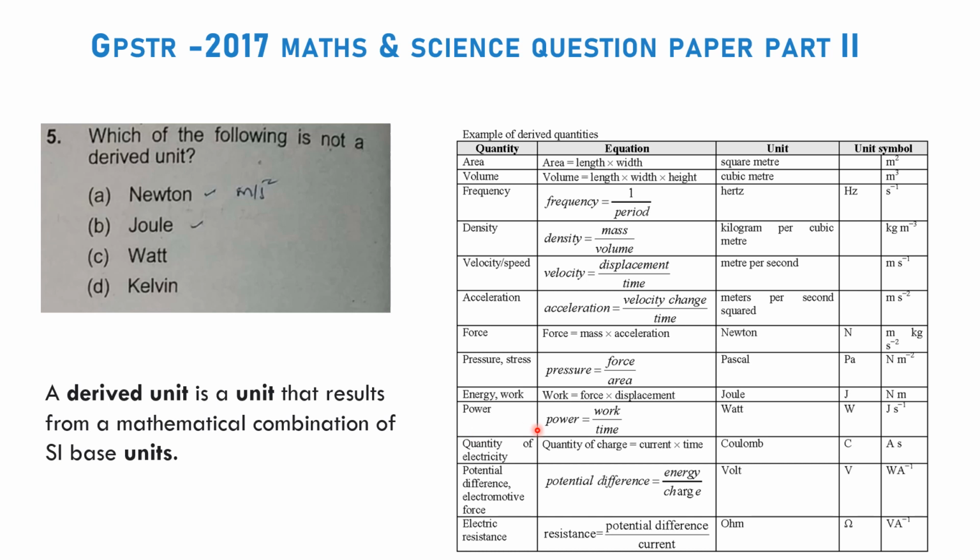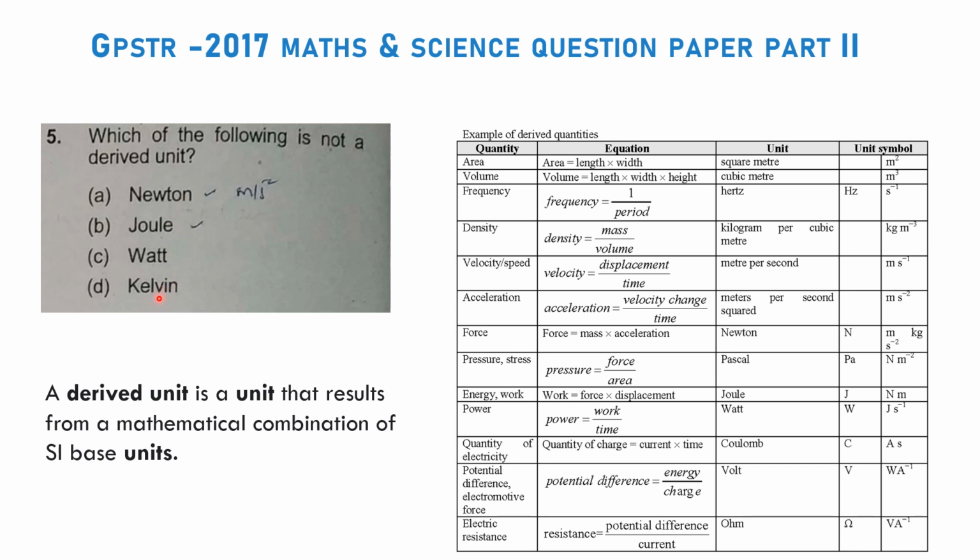Next one, power equation. Power is nothing but work by time. SI unit for work is joule, already you know. Then for time, second. When you combine these two base units, then you will get watt. This watt we will use as a derived unit for power. Therefore, in the first three cases, Newton, Joule, Watt, these three are derived units.